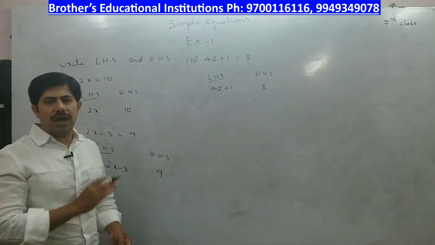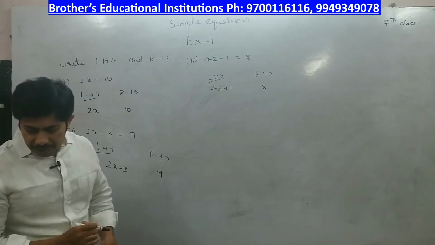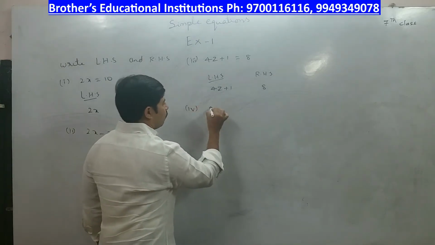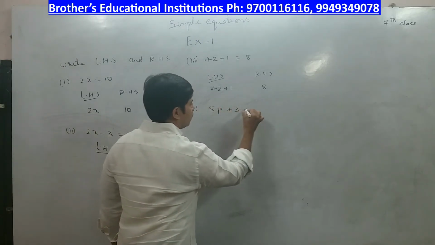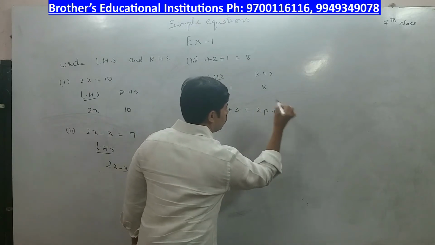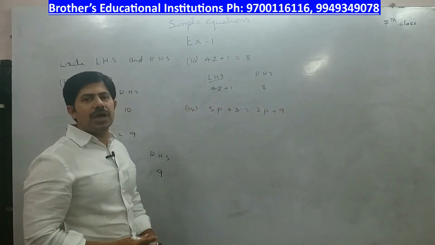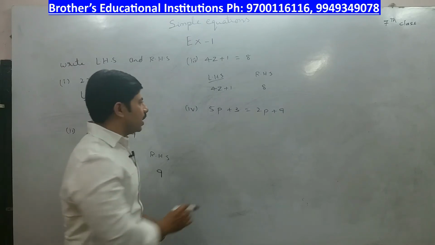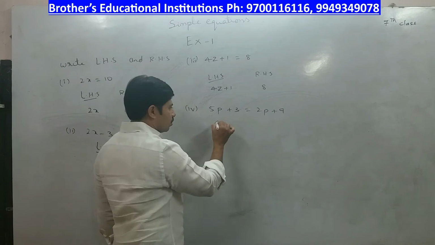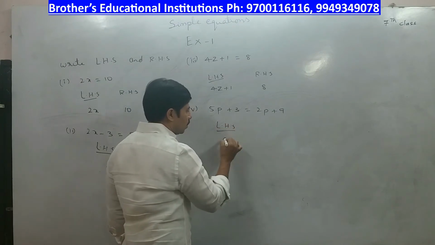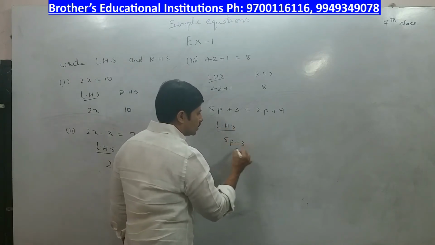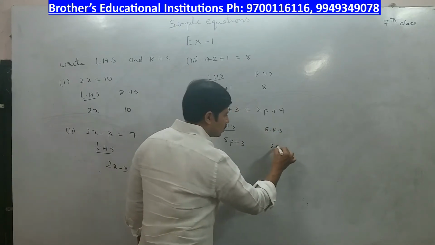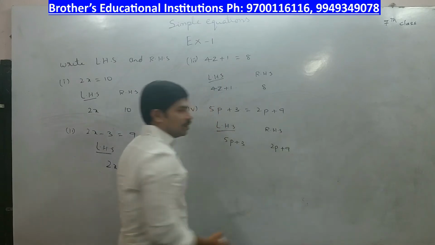So next question we have 5p plus 3 is equal to 2p plus 9. Okay. So here the term on the left hand side is 5p plus 3. The term on the right hand side is 2p plus 9. So the term on LHS is 5p plus 3 and the term on RHS is 2p plus 9.